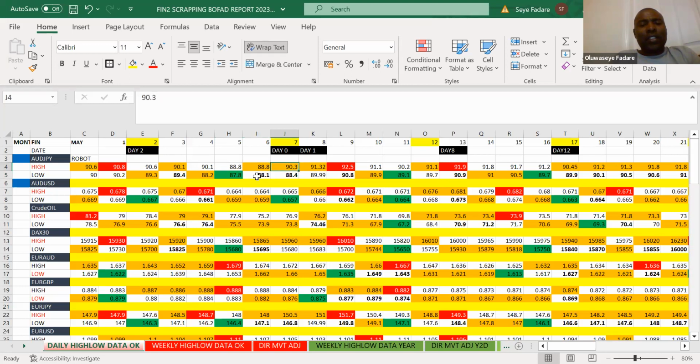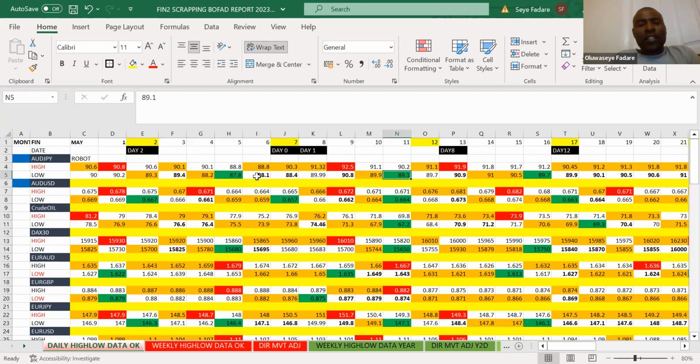The next high is 90.3, which is higher than 88.8. The next high is 91.32, which is higher than 90.3. The next high is 92.5, which is higher than 91.32. The next high is 91.1, which is lower than 92.5. Because that does not follow the trend, automatically I'm going to revert back to the low, which is 89.9. Now we are on the low trend and we expect the market to keep falling, and if not, then we revert back to the high.